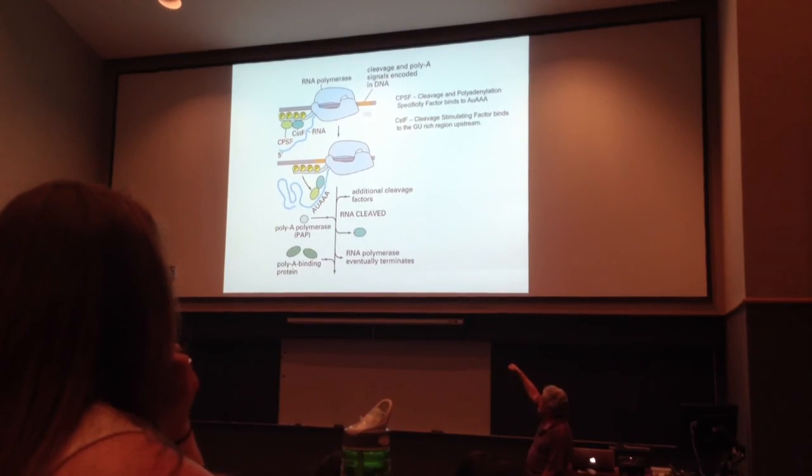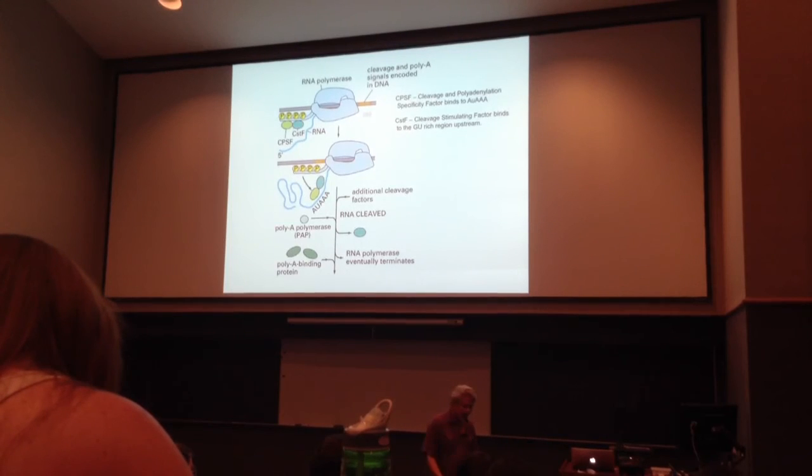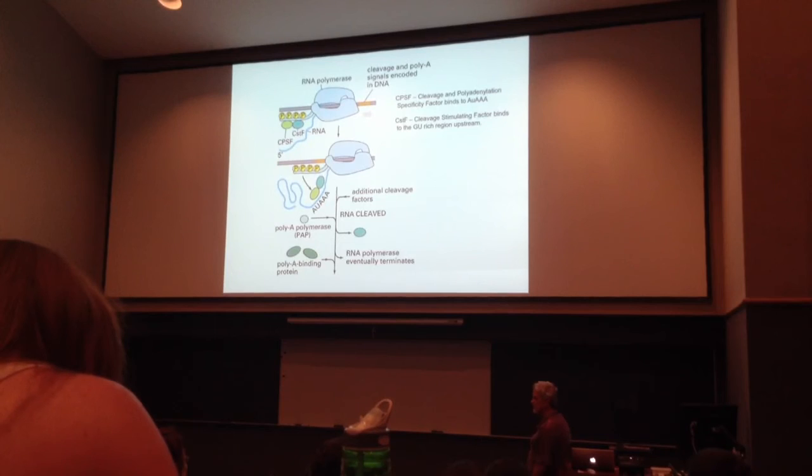One is called the CPSF, the cleavage and polyadenylation specificity factor. Cleavage and polyadenylation specificity factor. And it essentially recognizes that AAU sequence. Here it is, there's that green guy. It's recognizing this. That's why it has specificity for the cleavage.